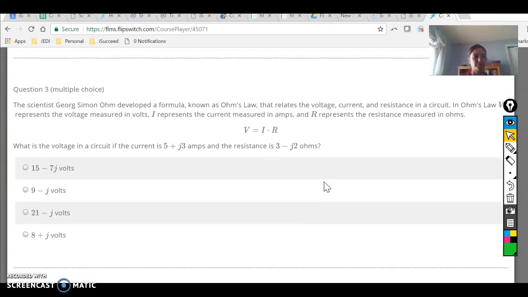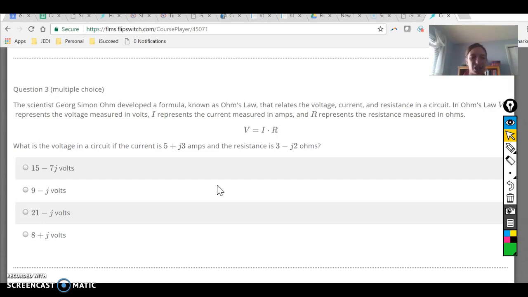Okay. Question 3. The scientist George Simon Ohm developed a formula known as Ohm's law that relates the voltage, current, and resistance in a circuit. In Ohm's law, V represents the voltage measured in volts, I represents the current measured in amps, and R represents the resistance measured in ohms. V equals IR. And if you haven't taken a physics class yet, you will end up seeing this a lot.